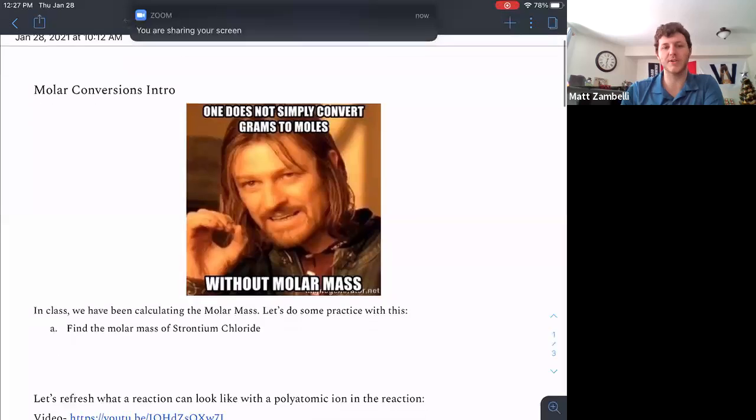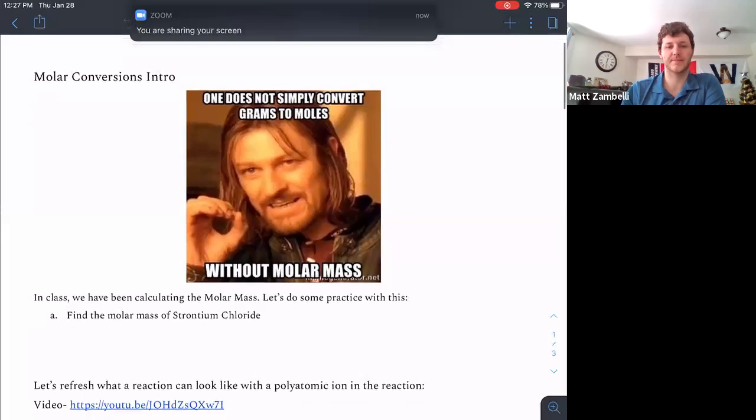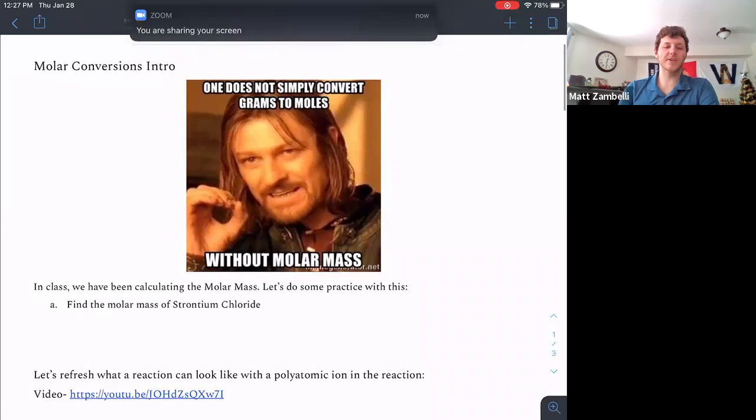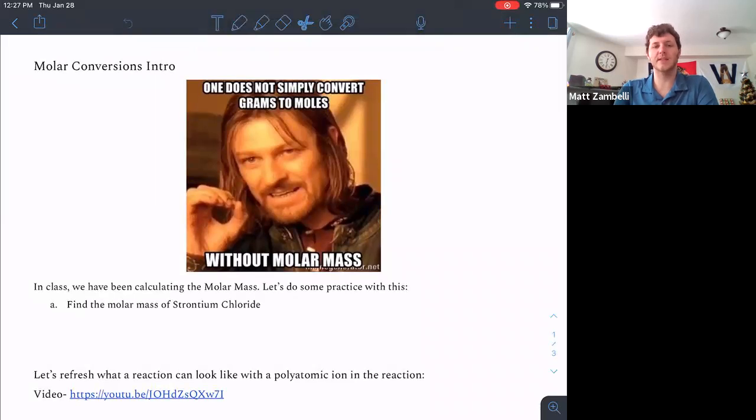All right, ladies and gentlemen, so open up your assignment for today off Canvas. It should be our molar conversion introduction. So now we're actually going to start using this molar mass to do some calculations. If you open it up, we can look at that first problem. It says we've been calculating the molar mass. Let's practice with it one more time.